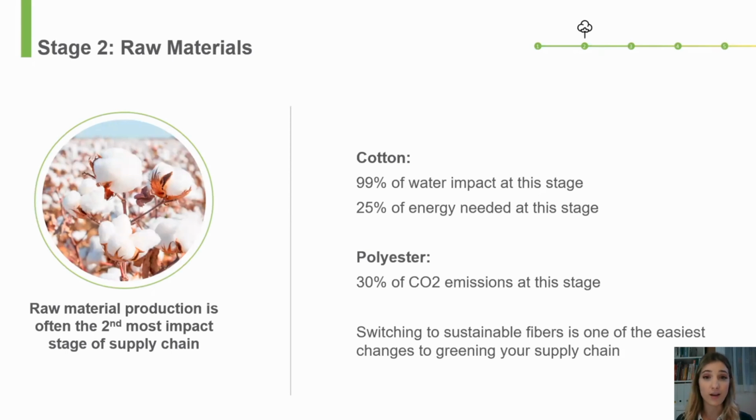Switching to preferred fibers here is the easiest way to avoid these impacts. We will do a deep dive into sustainable materials in the second half of this presentation, so hold on tight. However, if this is not possible for you to switch materials, you can speak with your suppliers at this stage to implement rainwater harvesting programs to move away from irrigation and use more energy efficient cultivation machinery.